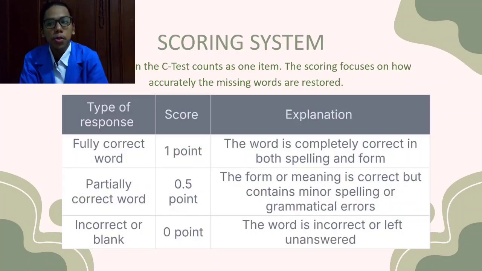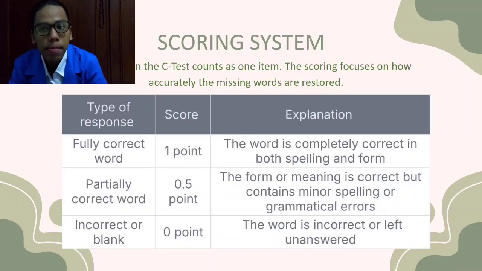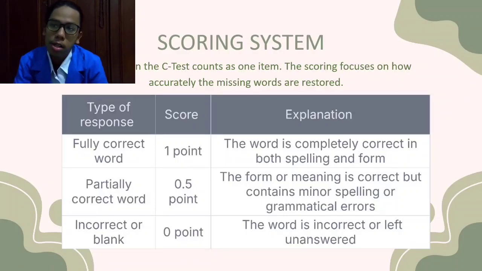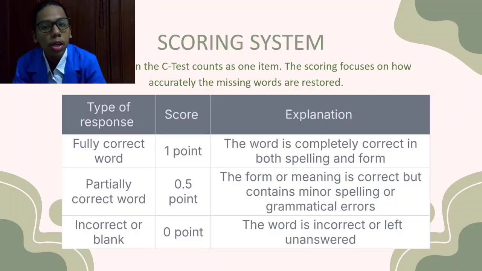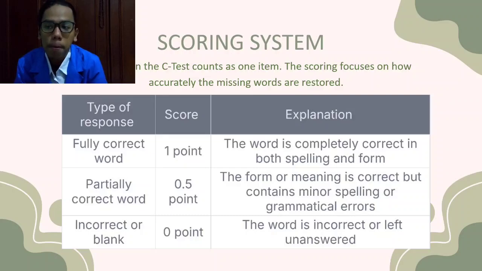Next, we jump into the scoring system of the C-test. Each blank in the C-test counts as one item. The scoring focuses on how accurately the missing words are restored. Here's the table of the scoring system. For the response, a fully correct word gives 1 point. The fully correct word means the word is completely correct in both spelling and form.